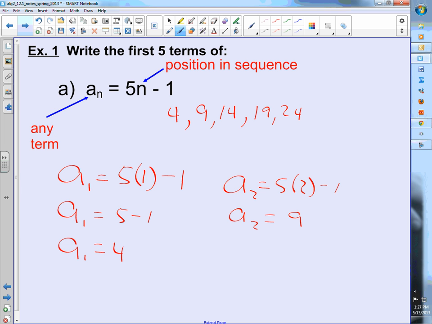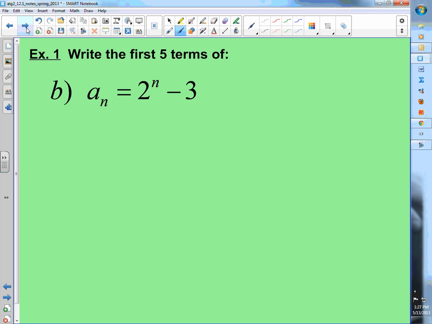Everyone okay on how to generate the terms of a sequence from the formula? So this sequence is not the same as the last one, but we can still generate the terms. So A sub 1 is going to equal -1. A sub 2 is going to equal 2 squared minus 3. So A sub 2 is 1.